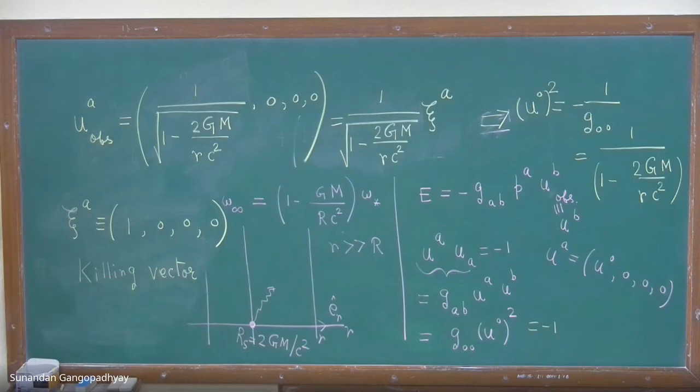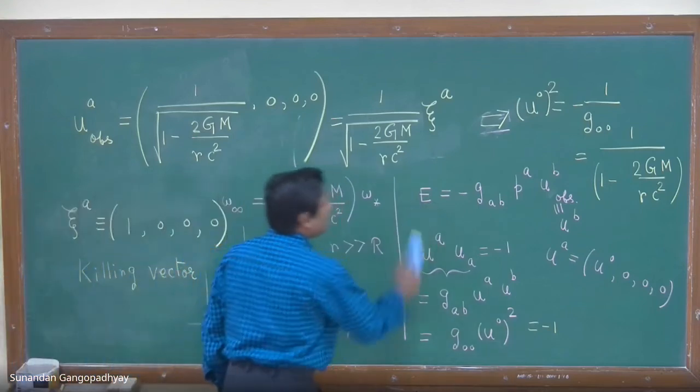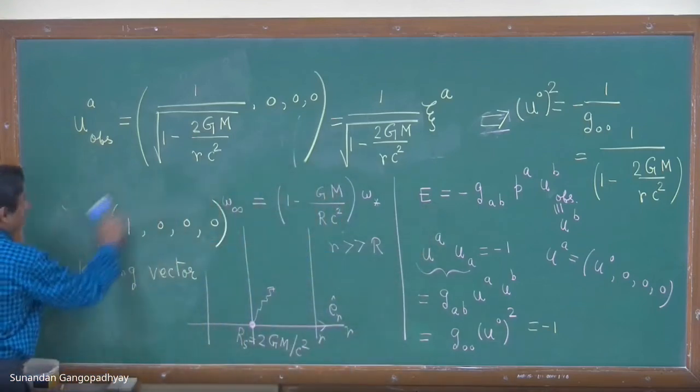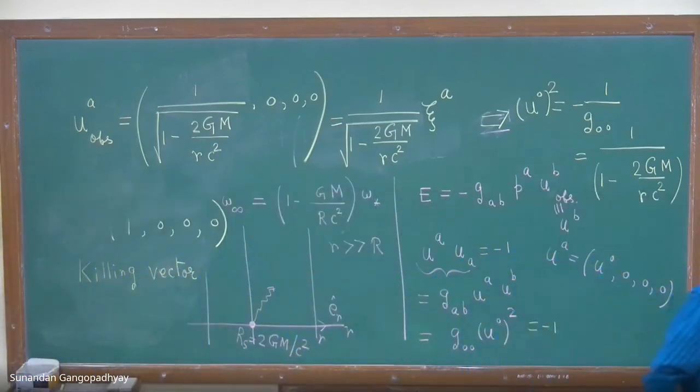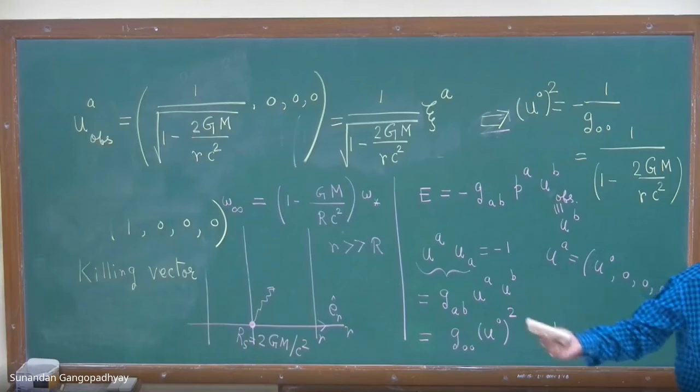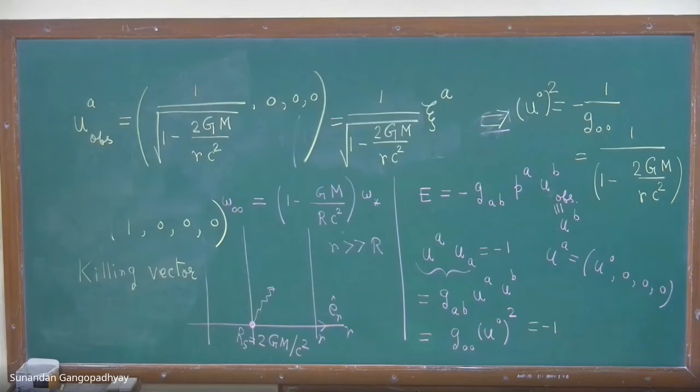Okay, so U^A observer is this, and now we are ready to calculate what E is. Depending upon the metric, the Killing vectors will be different for different symmetries. This particular metric is a static metric because the metric components do not have any t dependence. So if you move along the t direction, there will be no change. So moving along the t direction is a symmetry, a time translational symmetry. So this vector is a time-like Killing vector.